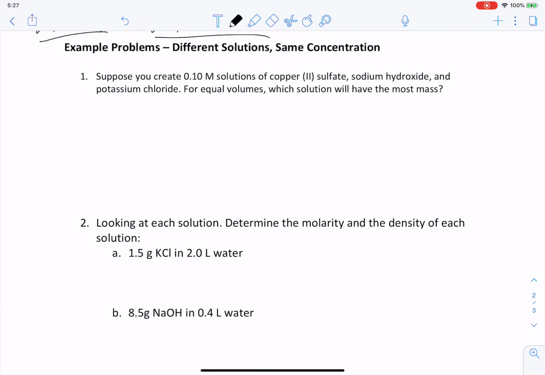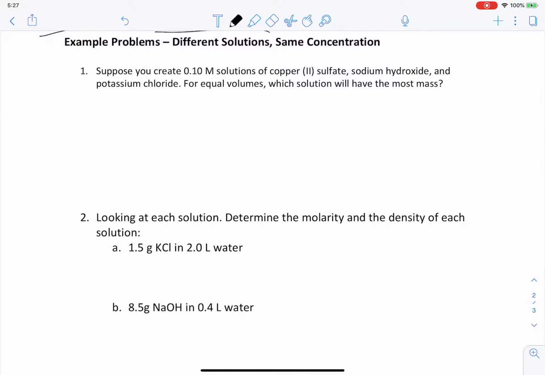All right, so we have a few example problems we're going to run through here. The first one is different solutions, same concentration. Suppose you create 0.1 molarity solutions of copper(II) sulfate, sodium hydroxide, and potassium chloride. For equal volumes, which solution will have the most mass?